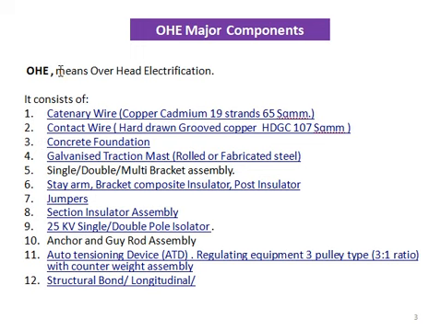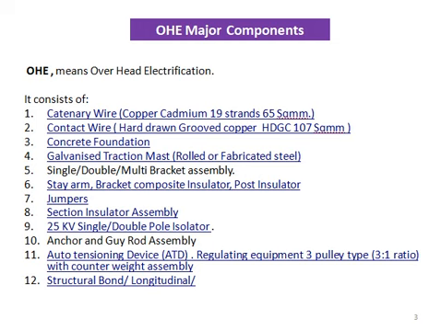We have discussed components like catenary wire, contact wire, concrete foundation, traction mast, single multi bracket assembly, stay arm, jumpers, section insulator, post insulator, and section insulator assembly, single pole isolator, and then auto tensioning device and structure bond.